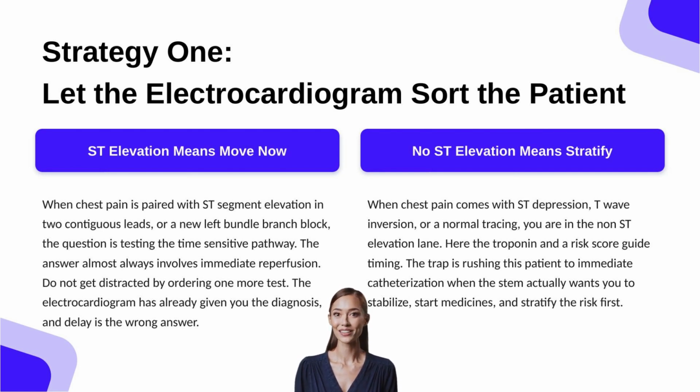On the other side, if the tracing shows ST depression, T-wave inversion, or looks normal, you are in the non-ST elevation lane. Here the troponin and a risk score decide your timing. The classic trap is rushing this patient straight to the catheterization lab when the stem actually wants you to stabilize, start the medicines, and stratify the risk first. One glance at the tracing tells you which set of rules applies.